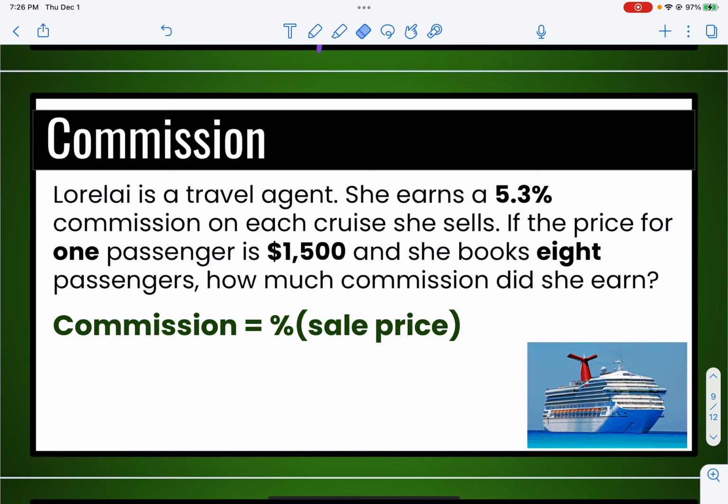Sounds like maybe a whole family of 8 people are going on this cruise, and so they're all going to go together. So she's going to sell 8 tickets, which is good news for Lorelei because she's going to make more money that way. Okay, so let's look at the information we've been given.